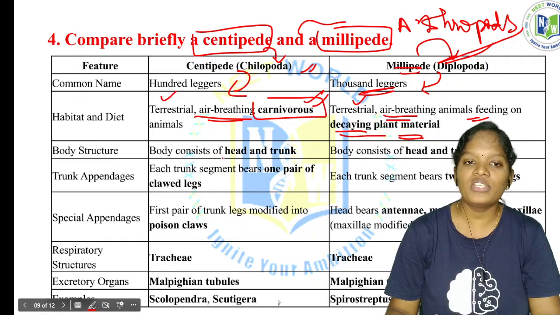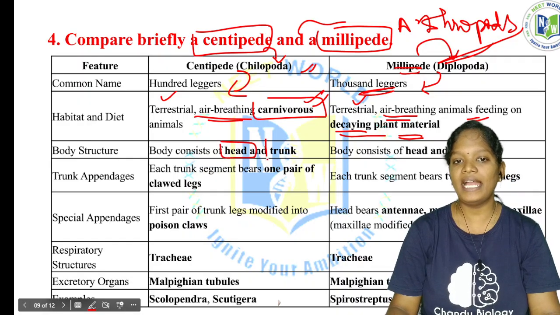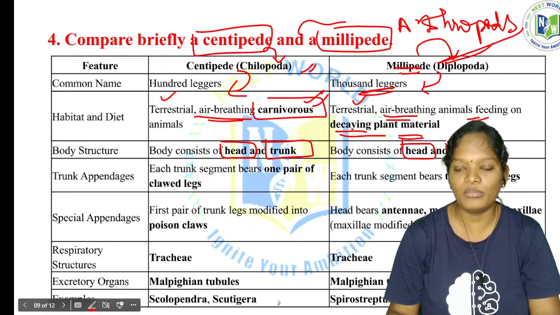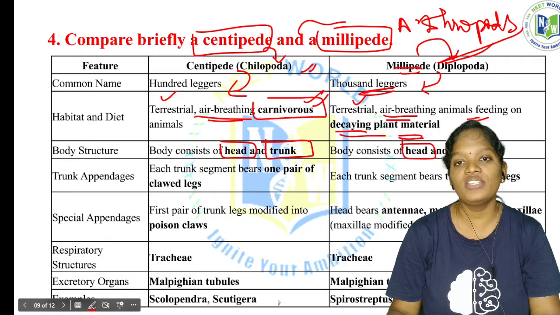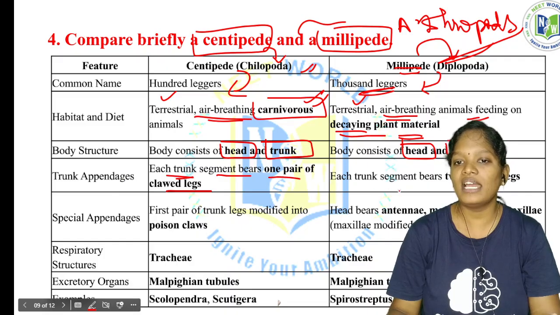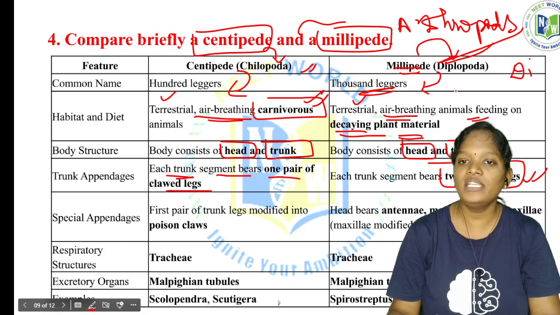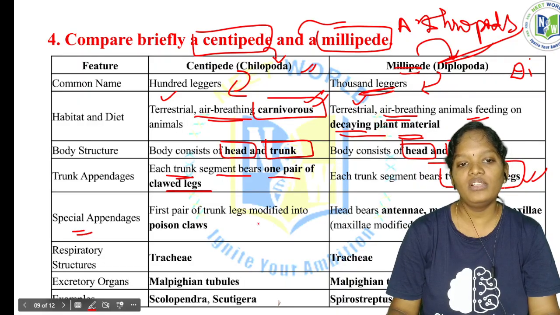Now the body structure: the body consists of the head and the trunk. Both organisms' body structure is similar. Now the trunk appendages: each trunk segment of the centipede bears one pair of clawed legs, and in the millipede it bears two pairs of legs. That is why it is called Diplopoda, di means two. As it bears two pairs of legs in each segment, it is placed under the Diplopods.